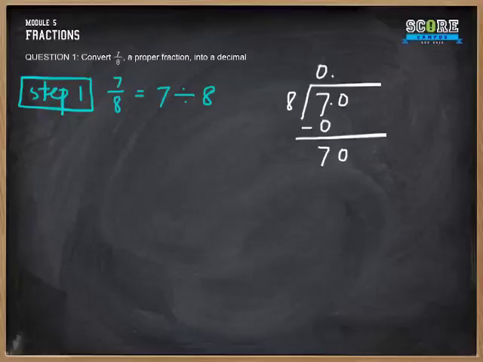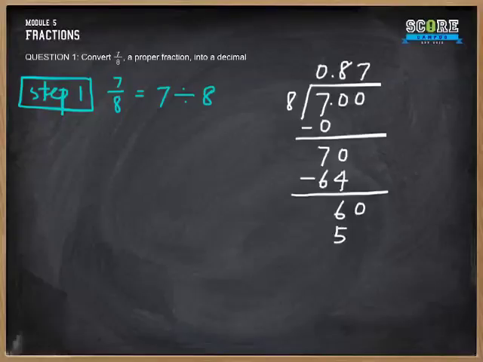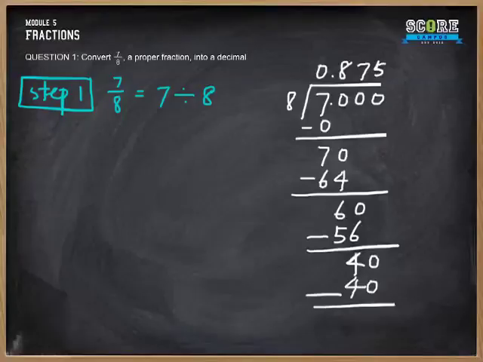So now how many 8s are there in 70? There are 7. Oh, I'm sorry, there are 8. There are 8 8s in 70. 8 times 8 is 64. Then you do the subtraction, you get 6, bring down another 0, add on top again. And then when you do the division, how many 8s are there in 60? There are 7. 7 times 8 is 56. 4, bring down another 0. And how many 8s are there in 40? There are 5. 5 times 8 is 40. And then you have completed the division. You can get the answer right on top. It is 0.875. Well done. Okay, let's move on to question 2.